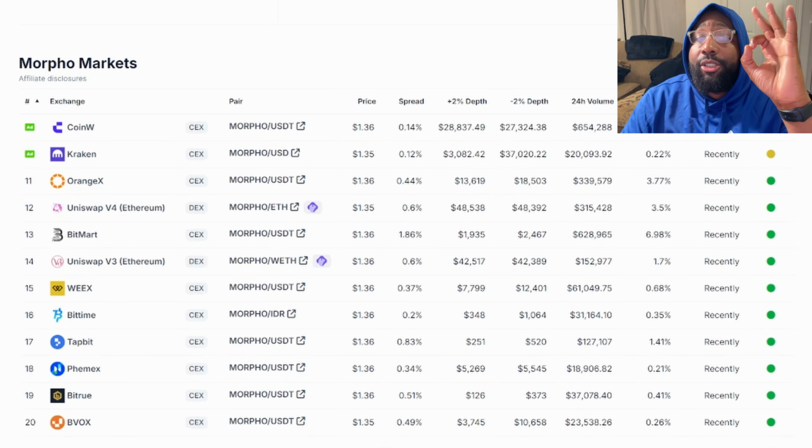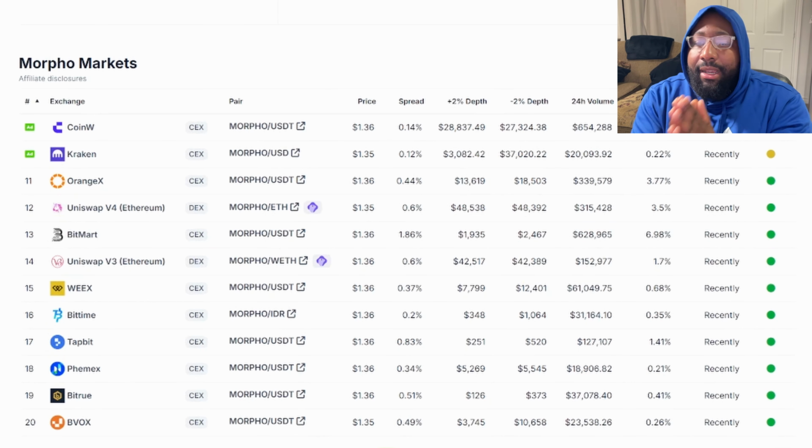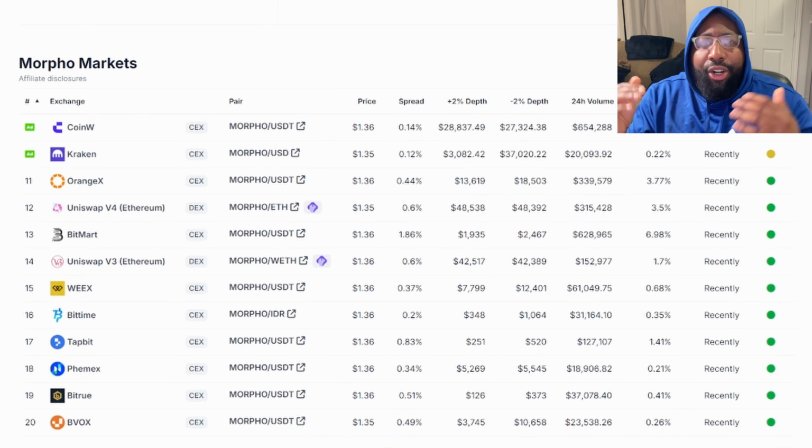Now, a lot of the opportunity, I will say, comes from buying tokens before they hit these centralized exchanges, right? This is how I've made a ton of my money through different things like launchpads and just finding early altcoin opportunities.